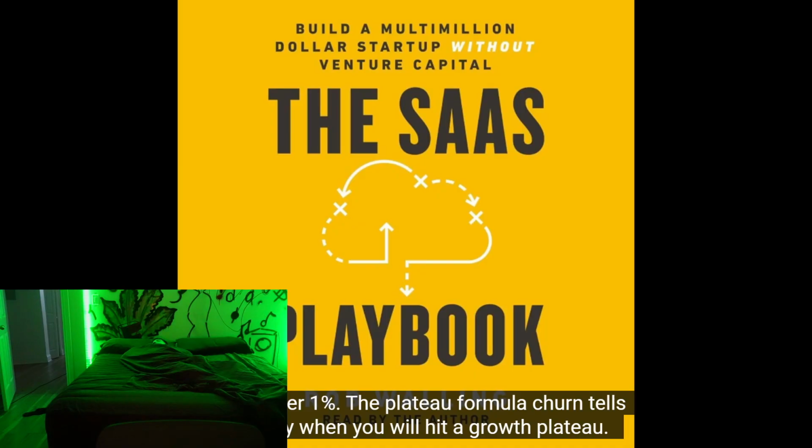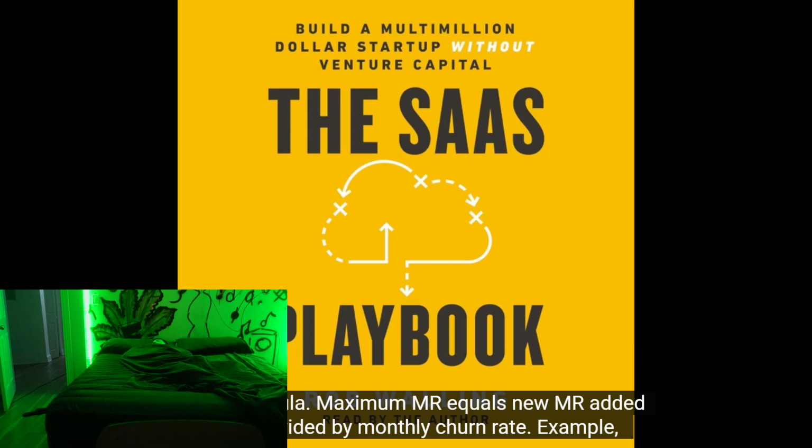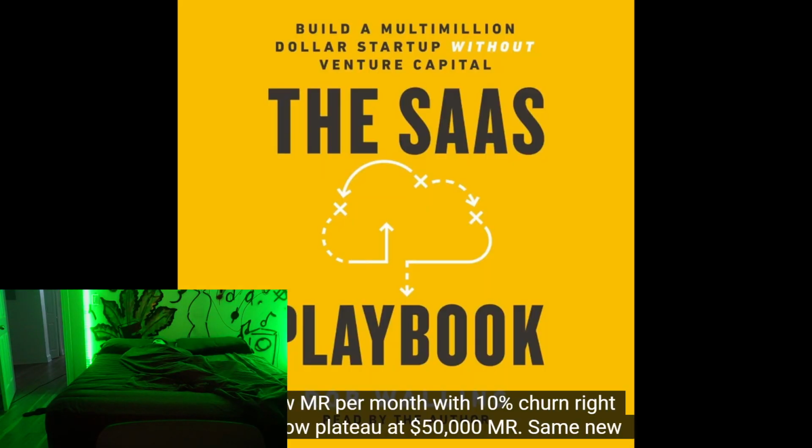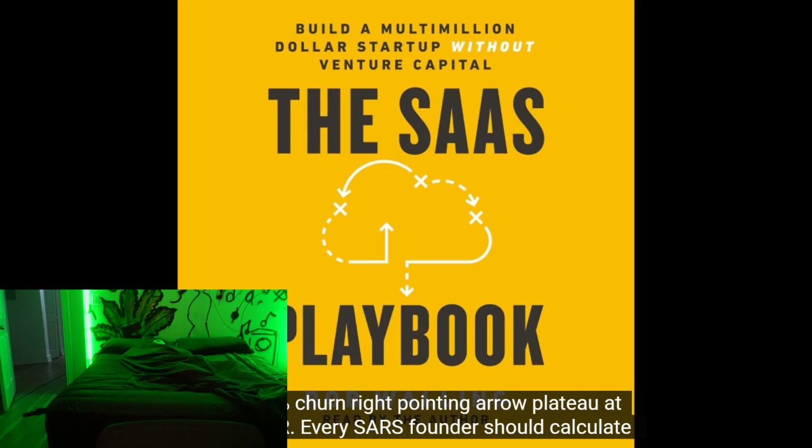The plateau formula: churn tells you exactly when you'll hit a growth plateau. Maximum MRR equals new MRR added monthly divided by monthly churn rate. Example: $5,000 new MRR per month with 10% churn means a plateau of $50,000 MRR. Same new MRR with 2% churn means a plateau at $250,000 MRR.